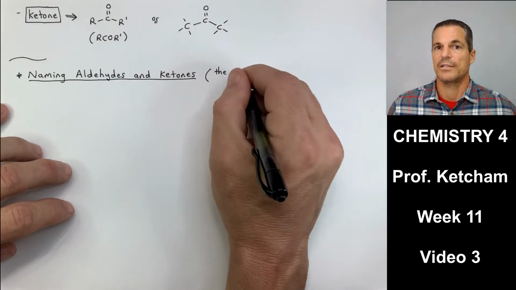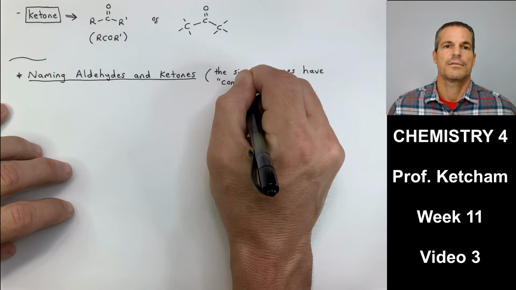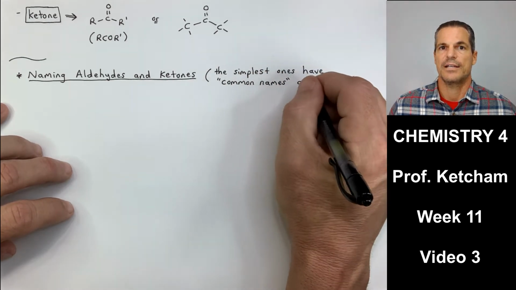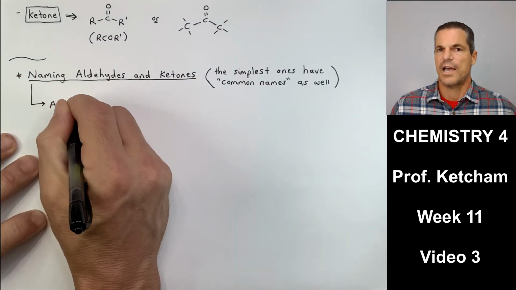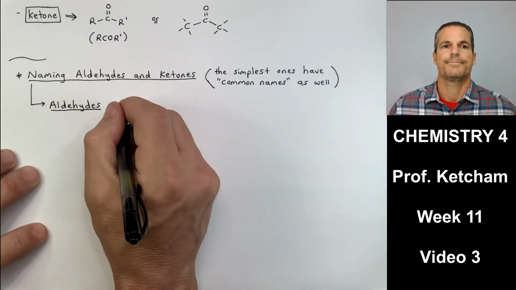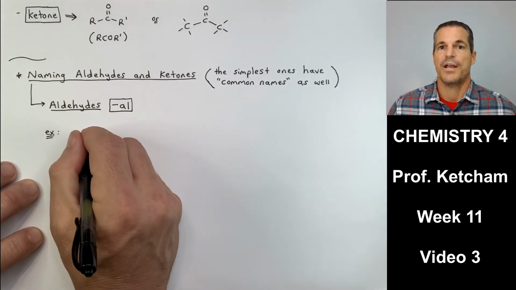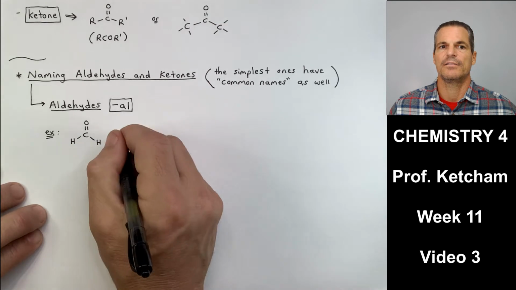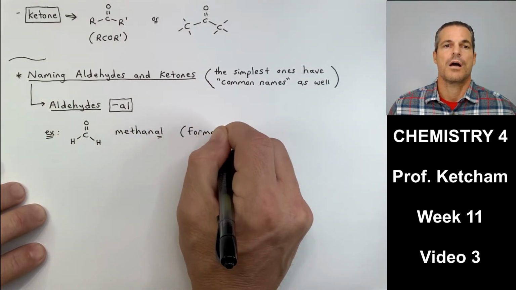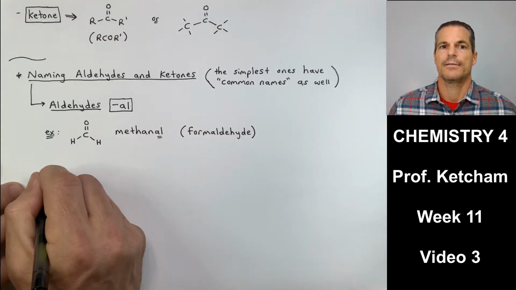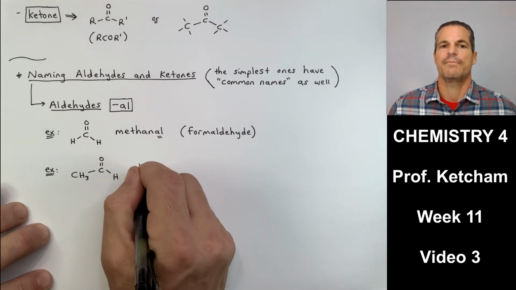Now, how do we name aldehydes and ketones? Well, the simplest ones have common names. Common names are things like acetaldehyde or acetone. But let's start with the aldehydes first. How do we name aldehydes? We use the alkane parent, and we attach the -al to the end of it. So one carbon is like methane, but it's methanal. Common name in parentheses, formaldehyde. So the IUPAC name is methanal, common name formaldehyde.